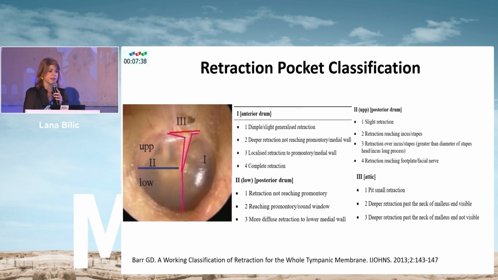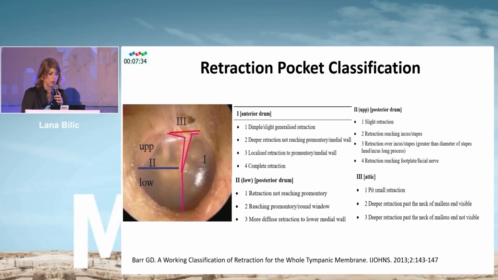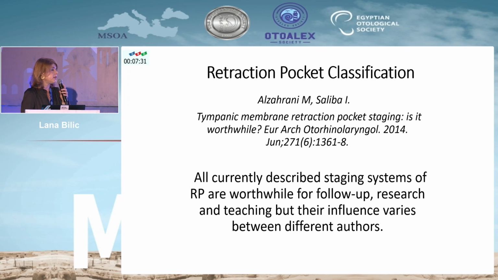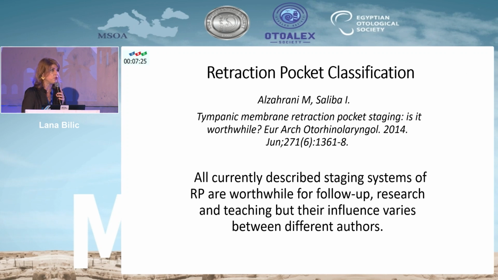There was another interesting classification from UK authors, but it was so complicated that it didn't get attention. And then it was an interesting article from Montreal authors, which say that all currently described staging systems of retraction pockets are worthwhile for follow-up, research, and teaching, but their influence varies between different authors. That means that we can't have one classification and that we will manage the same retraction in the same way all around the world.